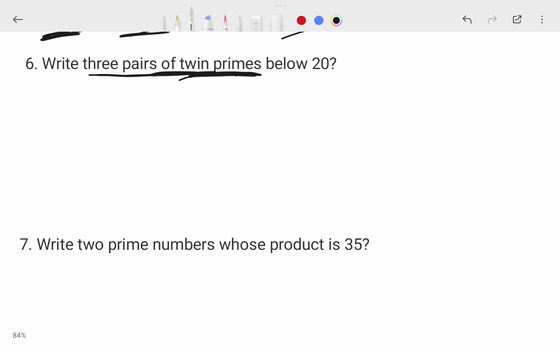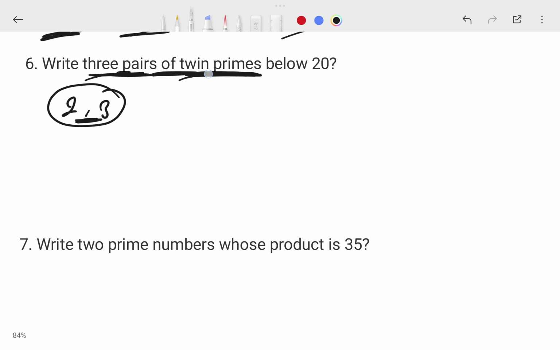Like 1 is not a prime number. 2 is a prime number. After that, 3 is a prime number. But this is not a twin prime. Why? Because in this one there is no gap of 1 number. We need a gap of exactly 1 number. 3 pairs we have to write.